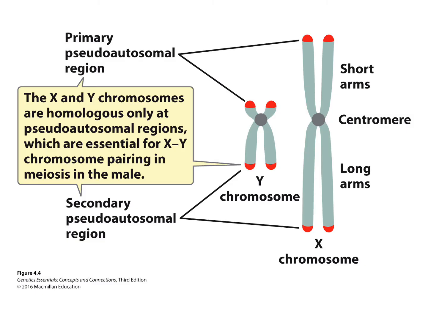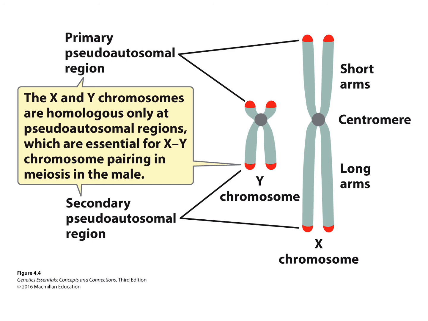In most vertebrate species, and in particular in humans, there are 2 distinct types of sex chromosomes that are labeled X and Y. In this figure, what you're looking at is a comparison of the X chromosome to the Y chromosome. And the first thing that you can see is that the X chromosome is significantly larger than the Y chromosome. And there are regions within both of these chromosomes that are colored in red and are referred to as the primary pseudoautosomal region and the secondary pseudoautosomal region.